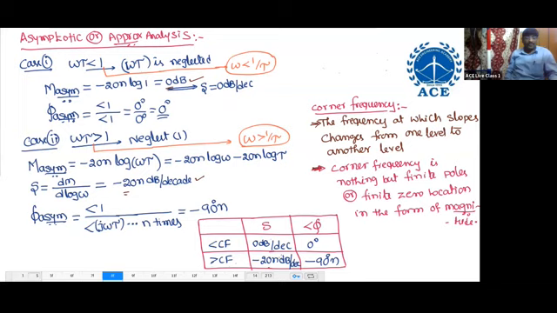Next, note on the problem. Draw Bode plot for G(s)H(s) equal to 10 into (s plus 5) whole square by s into (s plus 2) into (s plus 10).